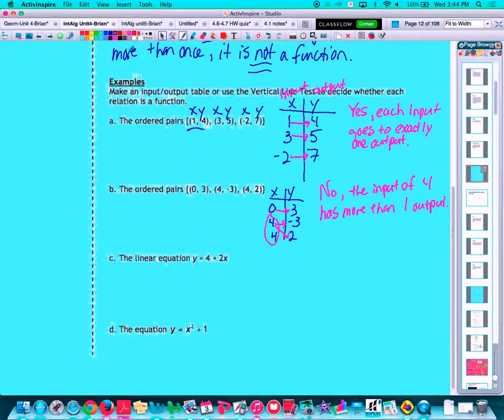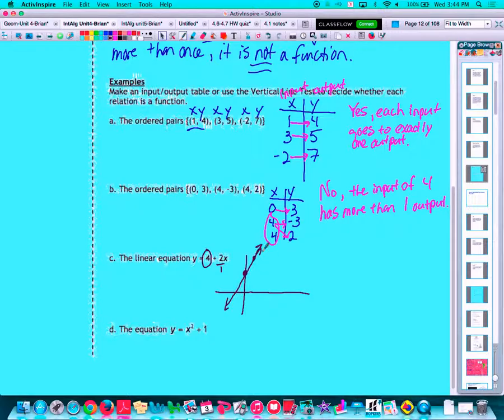A linear equation. So we've done graphs this year. And so if we make a linear equation here, we have a y-intercept of 4, so I'm just going to kind of sketch this out, and a slope of 2, so rise 2, run 1. So a graph would look something like this.